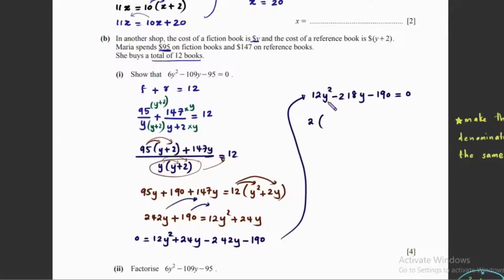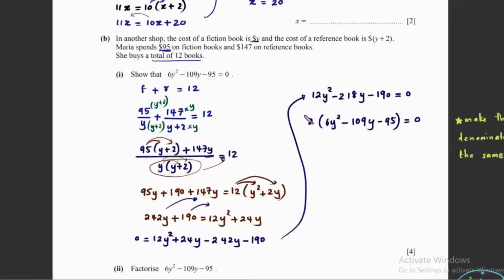So I'm going to take out the 2. So the 12y squared will become 6y squared. From this 218, when I divide it by 2, I get 109, which is minus 109, because I have minus 218y. So I get minus 109y. And minus 190, when I divide it by 2, I get minus 95. So this is equal to 0.